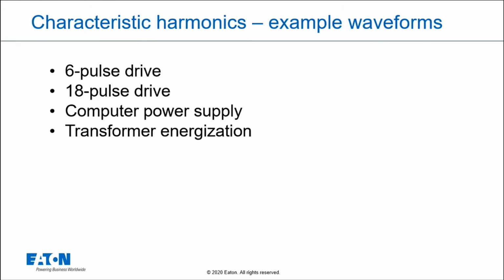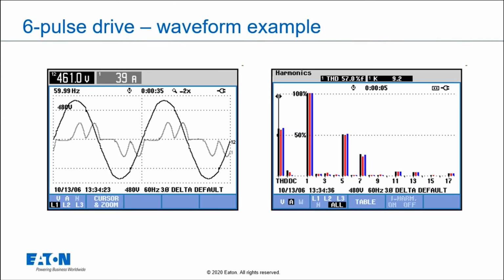Now, let's take a look at some example waveforms for some typical characteristic loads. We'll look at 6 pulse, 18 pulse, computer power supply, and transformer energization. Here's an example of a 6 pulse drive, and you can see the typical current harmonics. You have the fundamental, or the 1st harmonic, and then the 5th and 7th harmonics, and then 2 times 6, the 11th and 13th, and 3 times 6, and so forth. And you can see that the characteristic waveform is that double hump current waveform.